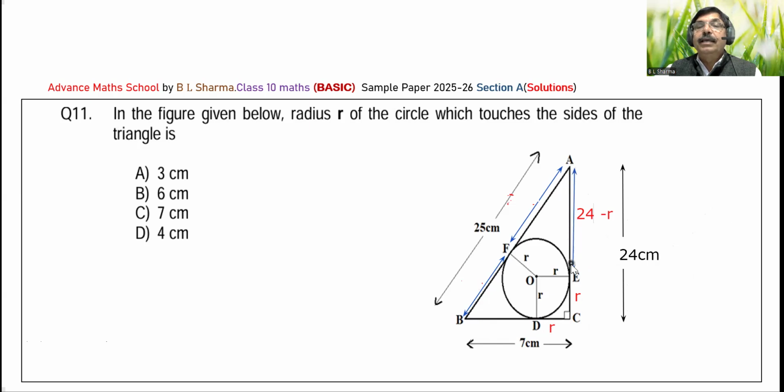Again, AE is 24 minus r, so the length of tangent drawn from an external point is the same. So this AF is also 24 minus r.